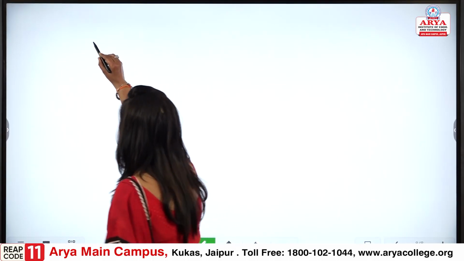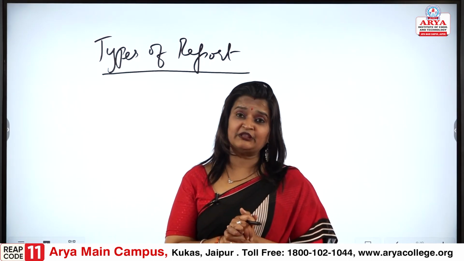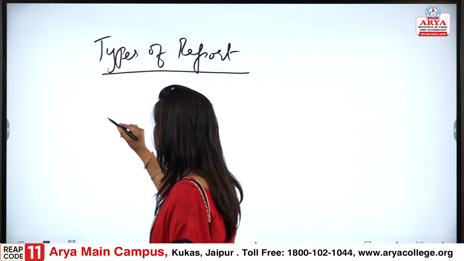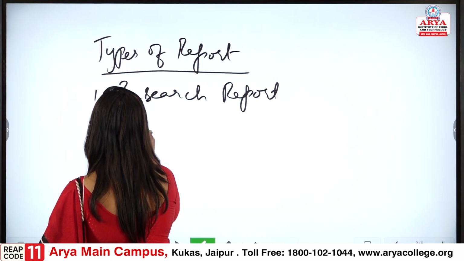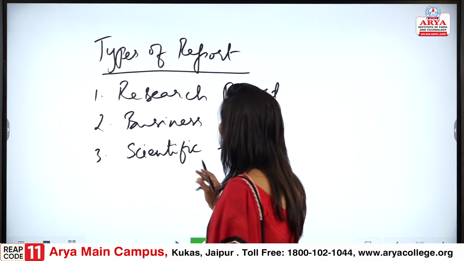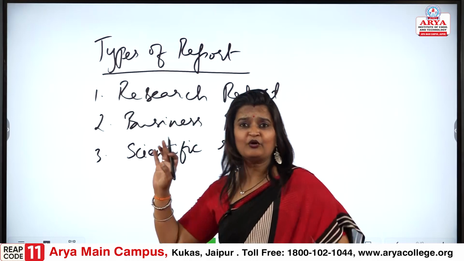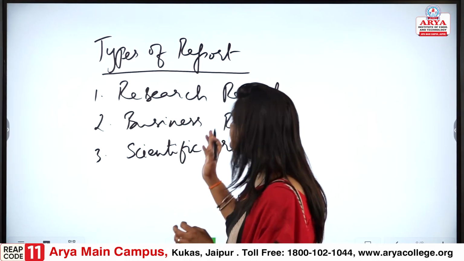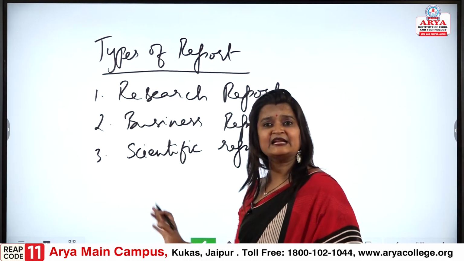Now again when we are looking at the types of report, there are various types of report that we need to accordingly work out. First is the research report, second is the business report, third is the scientific report. According to the report that we are preparing, we need to work out accordingly. So these are the different types of report: the research report, the business report, and the scientific report.